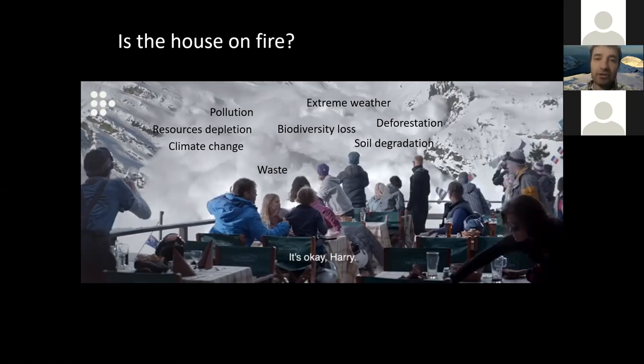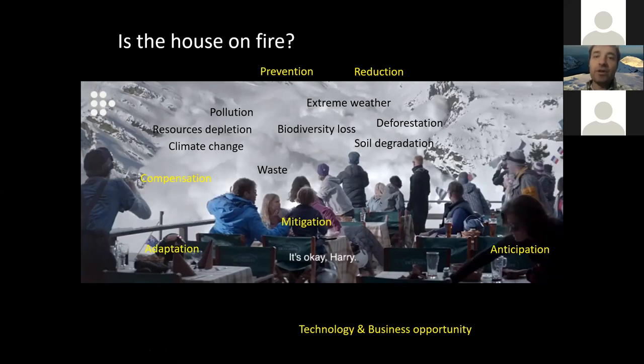And what I want to point out is that through engineering, we have to put the opportunity, the business opportunity, and the technology to meet these challenges and to mitigate the impacts of what's coming towards us and to try to live in a more sustainable way. For example, we have technology to prevent the expected impacts. We can reduce emissions. We can compensate some of the impacts we have. We can do mitigation. We can anticipate the impacts that are coming towards us. We can adapt. And of course, all this creates technology and business opportunities.